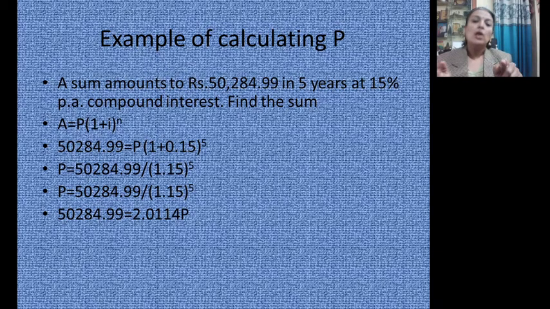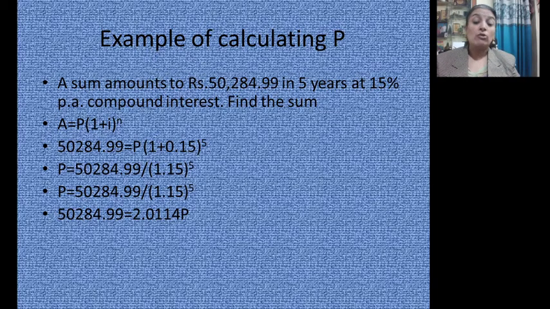1.15, press the into mark, then press equal 4 times. You will get 2.0114. That is the value.